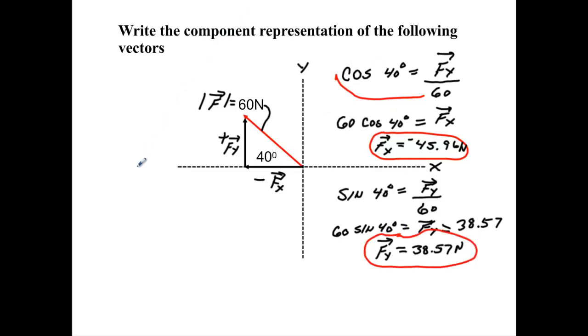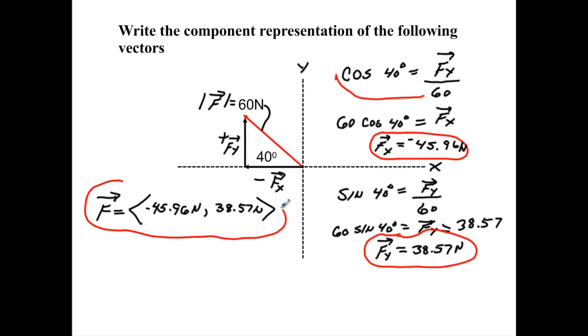Now the proper way to list this vector in component form, we list the vector F. We take the equal sign. We draw parentheses like this. We list the Fx first, so we do minus 45.96. We list the units. We do a comma. We do 38.57 newtons. That's a proper way to do this, and we'll just circle that in the red. And again, that's the way to do it in component representation of a vector.